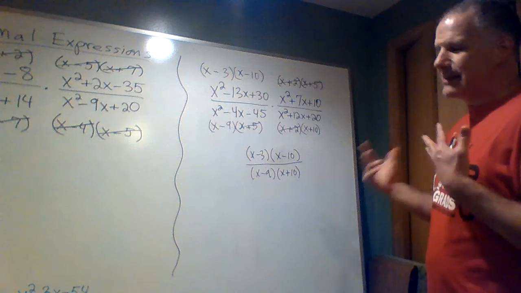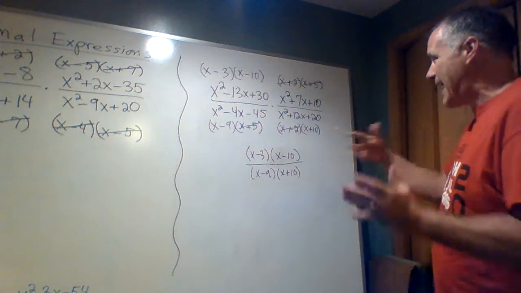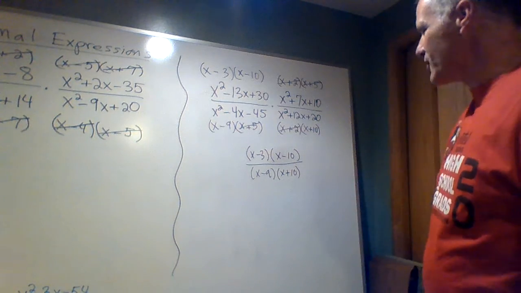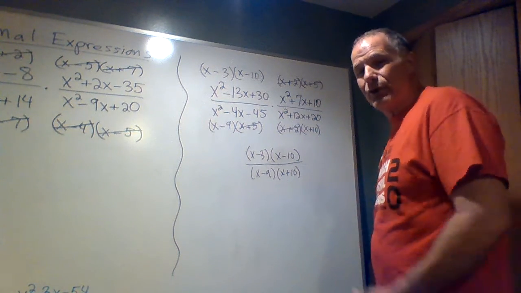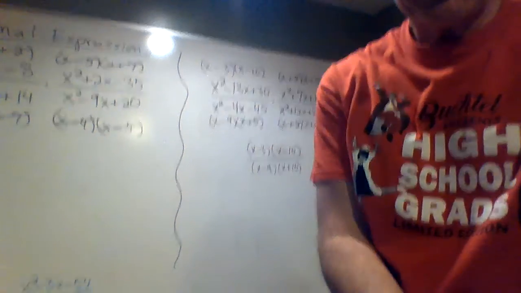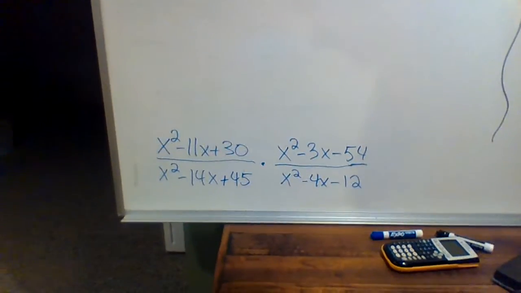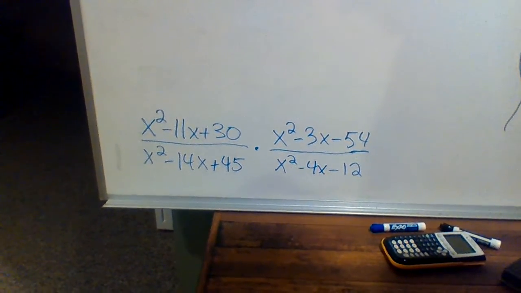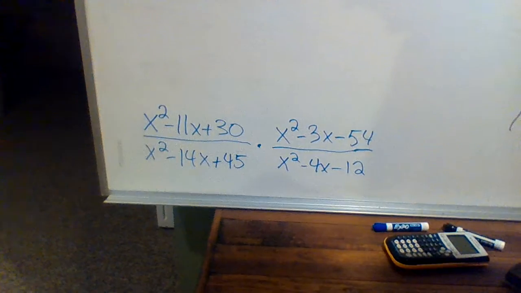So again, this is what you're going to do on your homework. Just factor these into two parentheses, see what cancels. I think the one I gave you has a lot of stuff to cancel. Again, I might have made a mistake like the other one. So again, there's your problem. Factor those, cancel as much as you can, and see what you get.